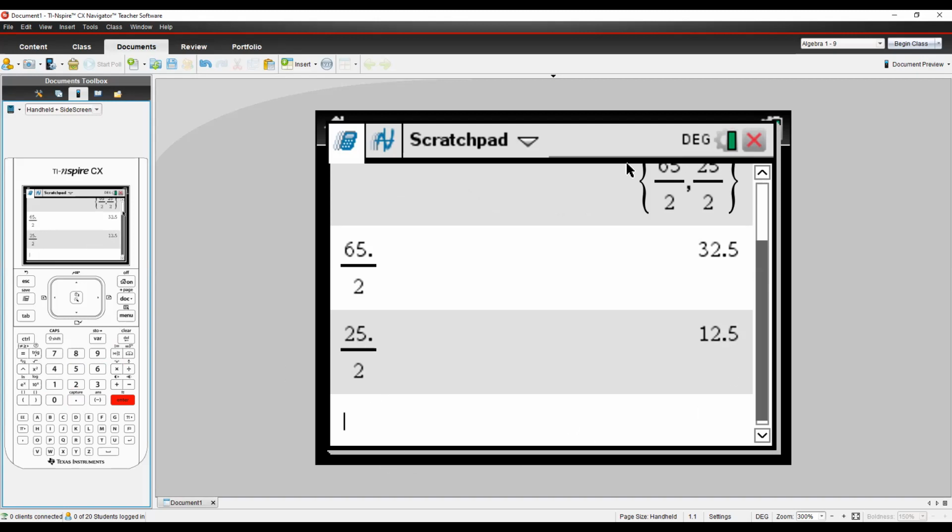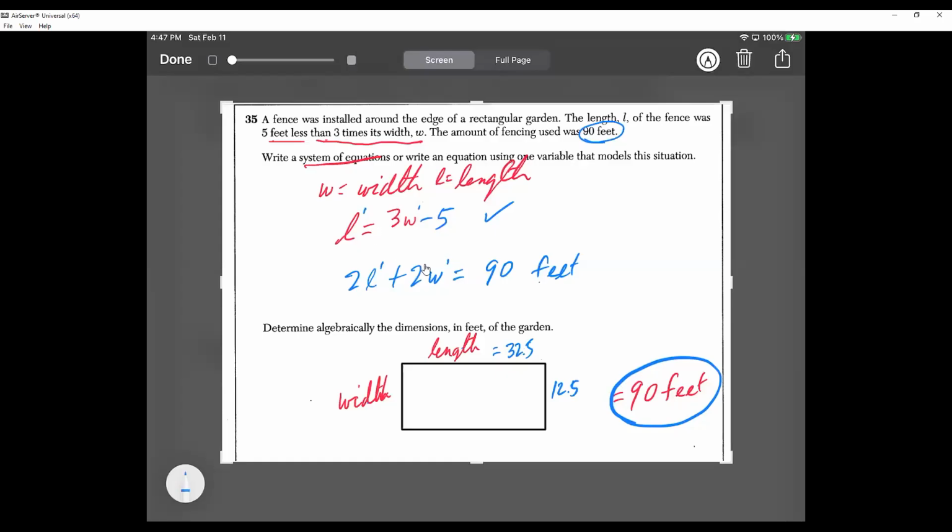Now let me explain what we've done here. We came up with two equations. This is a 4-point question, so if we were able to come up with these two equations, we would get 2 points. Now they said determine algebraically. Well, we didn't use algebra. We used the calculator, but we came up with the length and the width. If you take these two numbers and add them together, you will get 45, and if you double it, you'll get 90. So these are the right numbers. But we didn't do it algebraically, so we would only get 1 point for this.